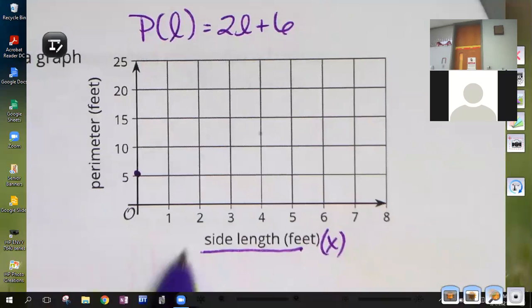Okay, what if our input is 1? What is our output going to be? 8.